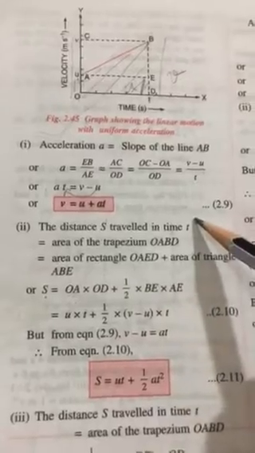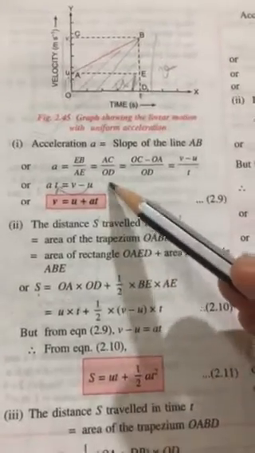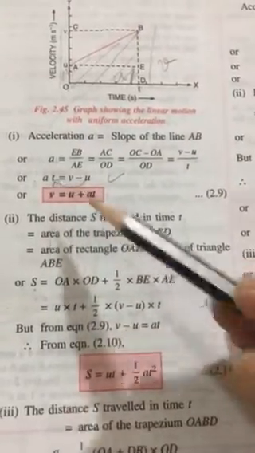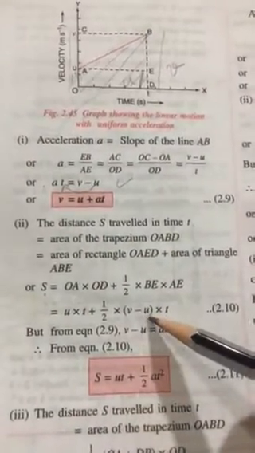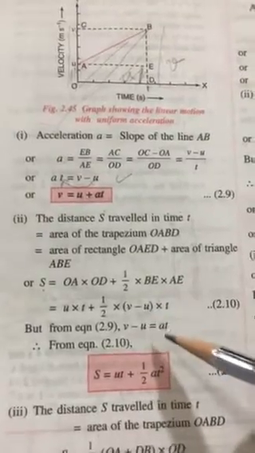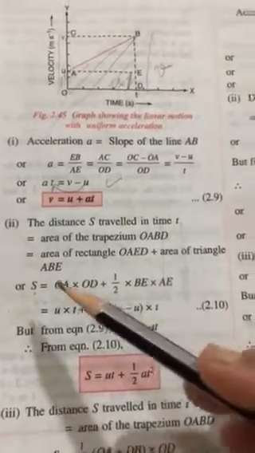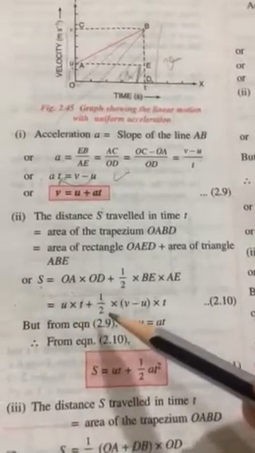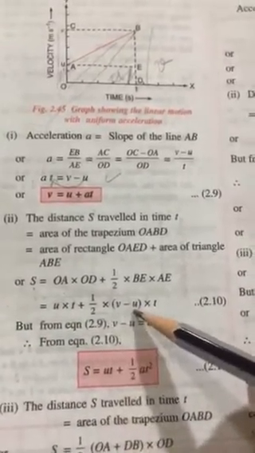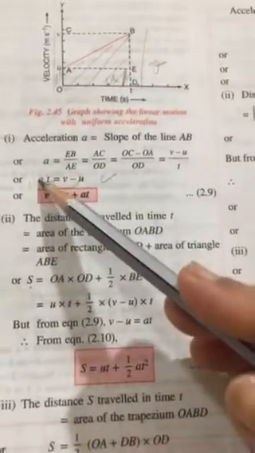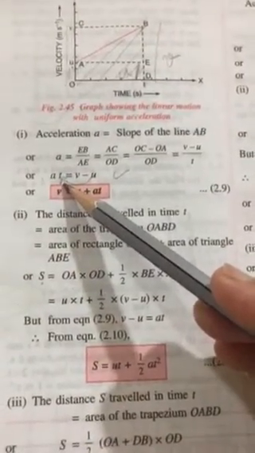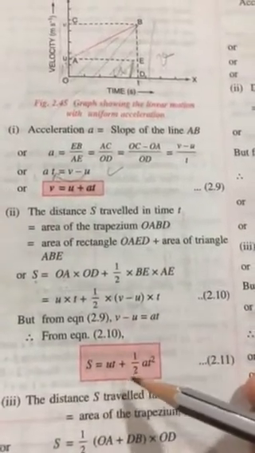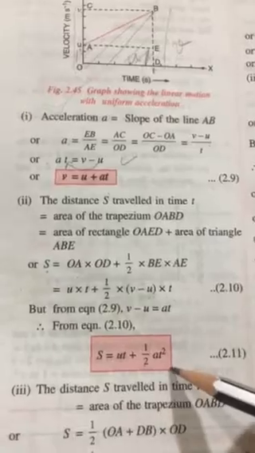Now carefully look at this equation. It has been written that V minus U is equal to AT. So V minus U can be substituted by A into T. Hence total distance covered becomes UT plus half, V minus U substituted by A into T from the first equation. So it becomes S is equal to UT plus half AT square.